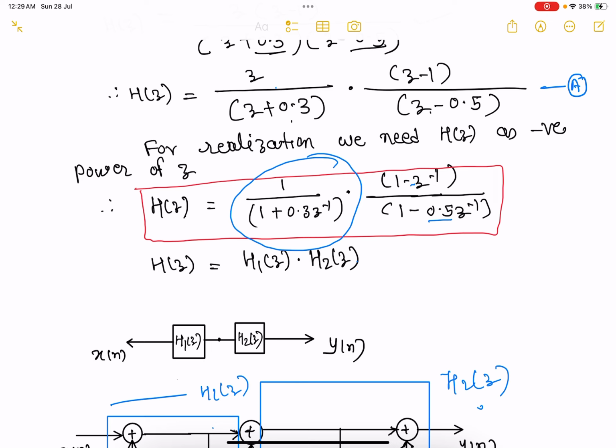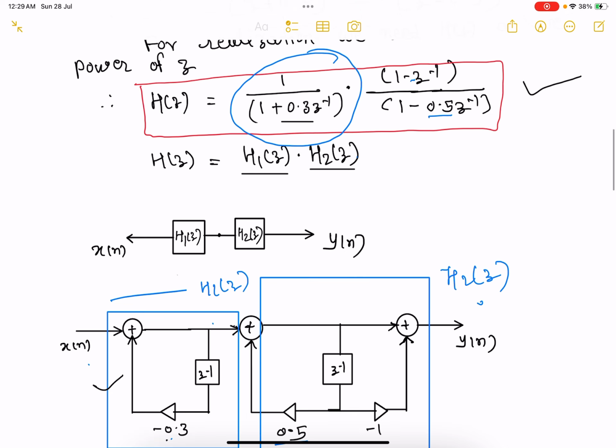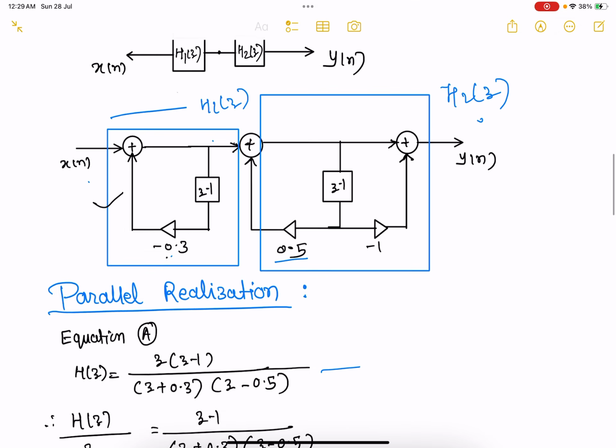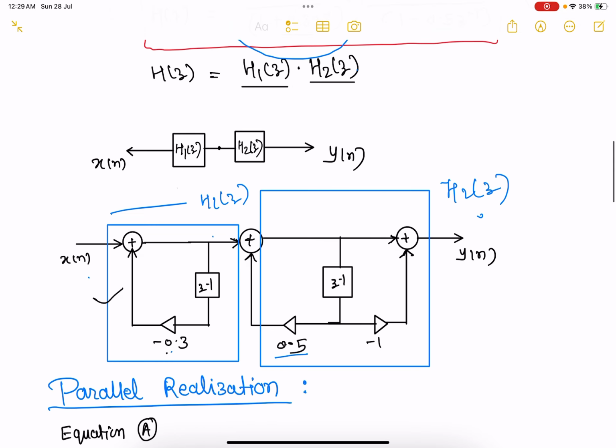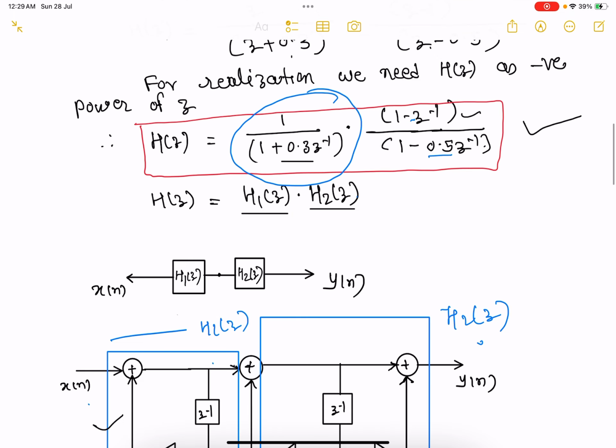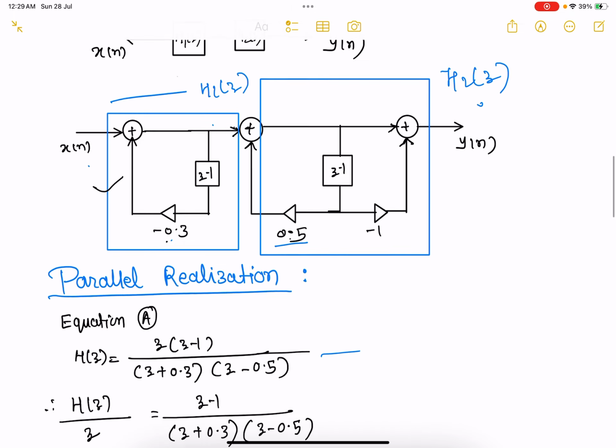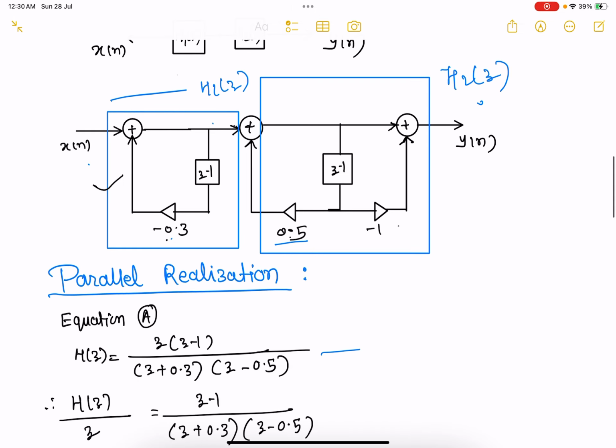There is no zero, only a pole, and remember the pole sign will change here as minus 0.3. First the pole comes, then the zero. As there is no zero, nothing is there on the right hand side. And for the second stage there is a pole as well as a zero. So first the pole will come and the sign of the pole is minus 0.5. It will change to 0.5, and then the zero, 1. So the zero sign will not change. It is minus 1 to minus 1. So this is the entire realization block diagram of the cascade form.